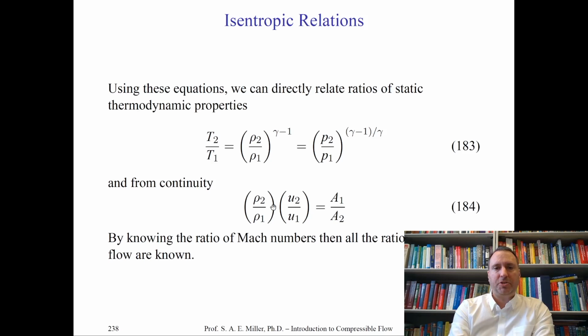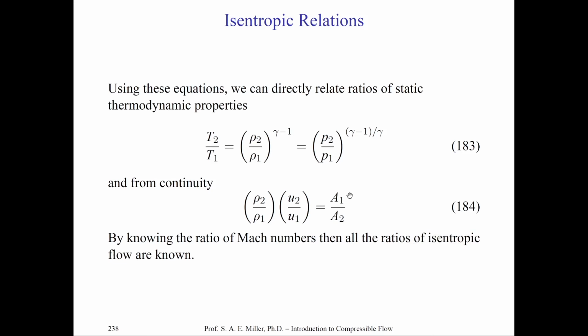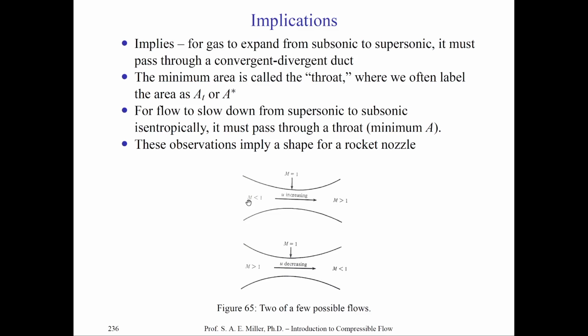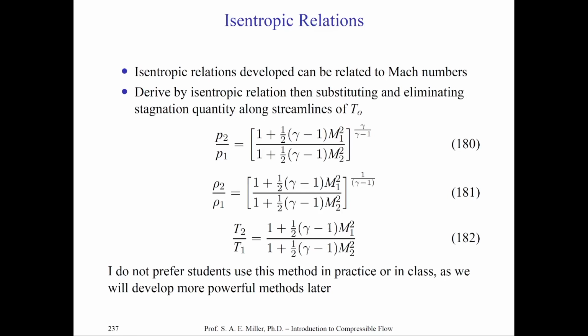Look at this particular equation with respect to the previous one, 183. You can see that by knowing the ratio of the Mach numbers, then all the ratios of the isentropic flow can be known, simply by knowing the ratios of Mach numbers at two particular states. So if we were able to measure or predict or find numerically these two particular Mach numbers, we could find, if we knew the area distribution, all other thermodynamic properties within the flow. That's a powerful tool for stream tubes.